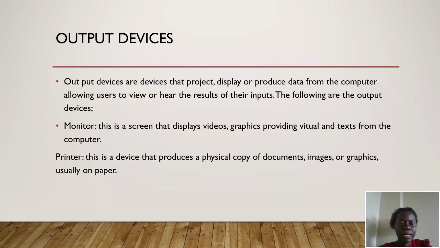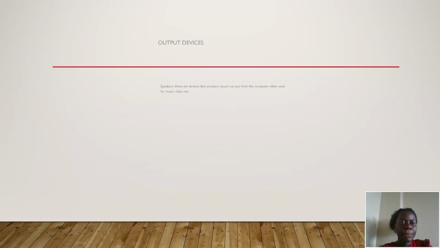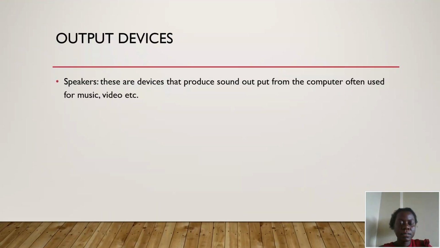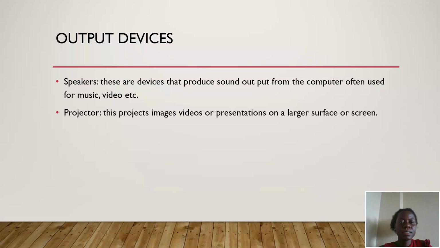Then we have the printer. This is a device that produces a physical copy of documents, images or graphics, usually on paper. We have the speakers. These are devices that produce sound output from the computer, often used for music and videos. The projectors. This projects images, videos or presentations on a large surface or screen.